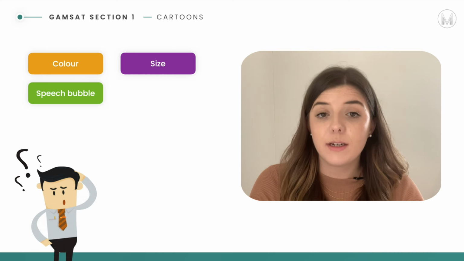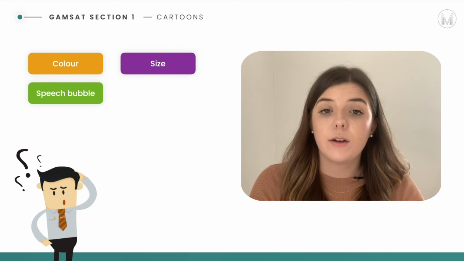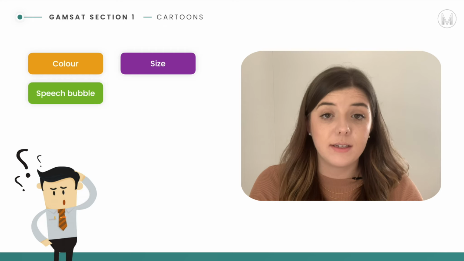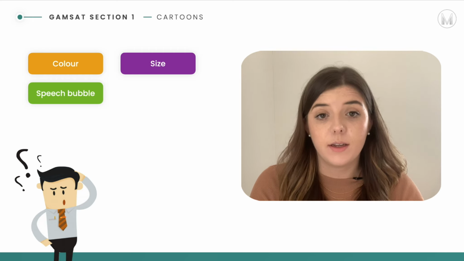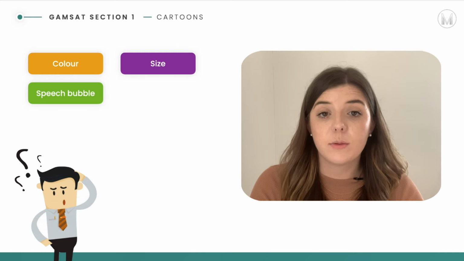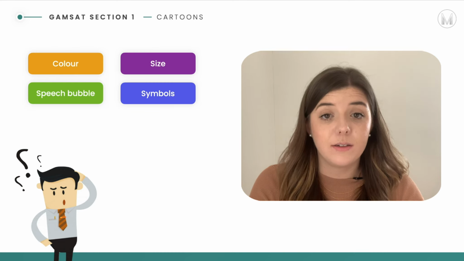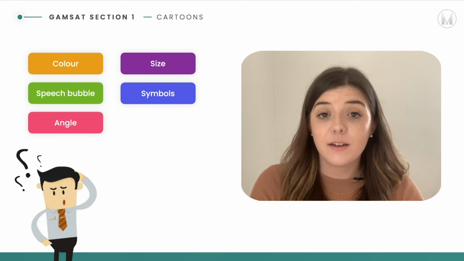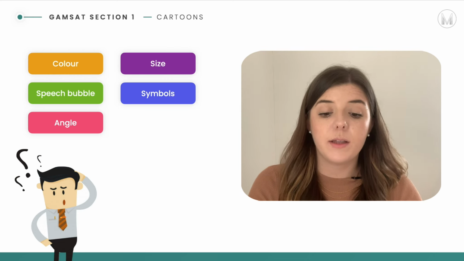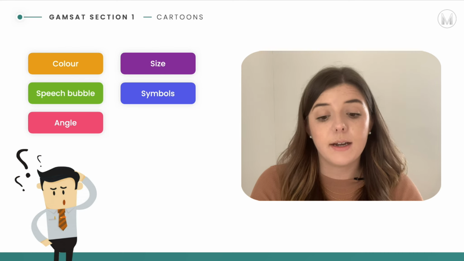Definitely read any of the speech bubbles and look at who is speaking and what they're saying, and maybe why they're saying it. Also take note if it's a conversation between two characters within the text. Symbols. What symbols are used and why do you think these are used? The angle can also give you a clue as to the meaning behind the cartoon. Think about whether it's sloping up or sloping down, if it's from behind or if it's front on.